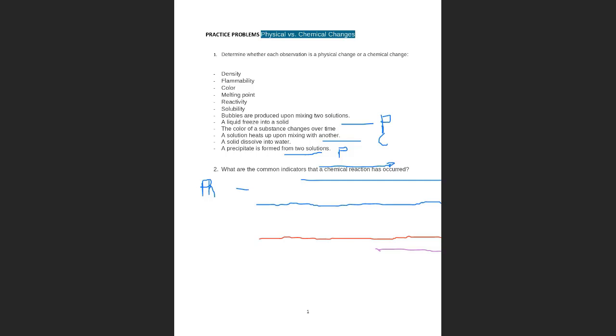There is nothing new. So is it a physical change or a chemical change? I did not create a new substance. So when a solid dissolves in water, it is a physical change. Okay, because I didn't create anything. So basically, that's what you have to look at. Are we creating a new substance?